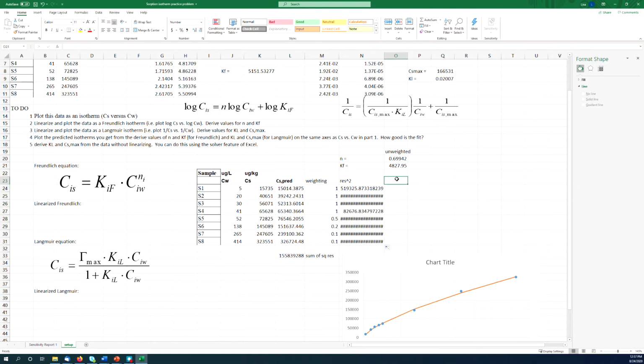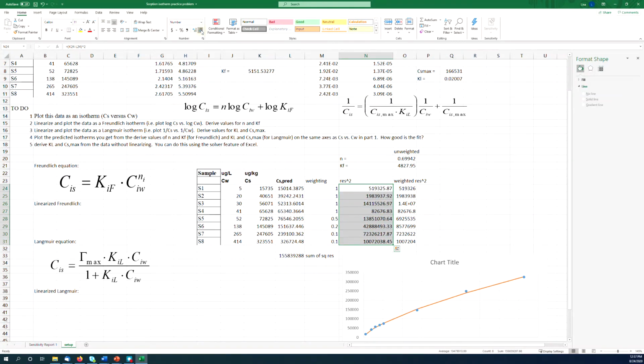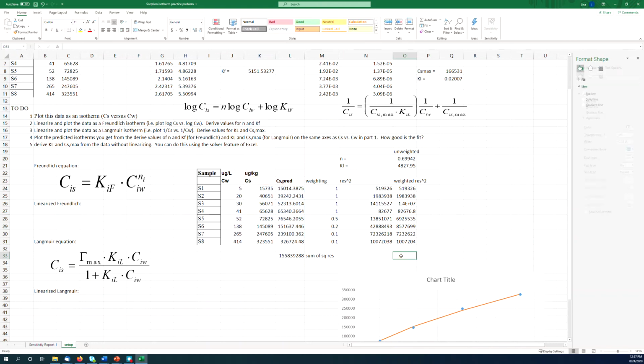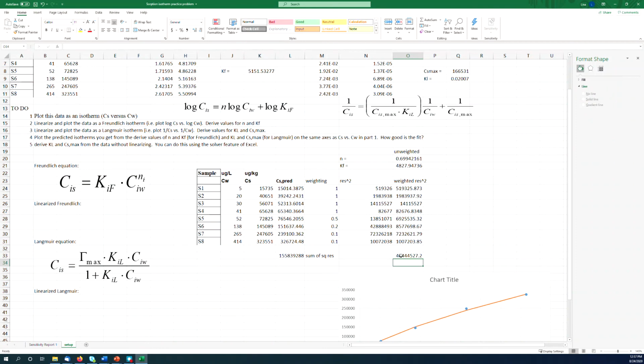And then maybe we could weight our residuals. Call this the weighted residual squared, by taking this residual and multiplying it by the weighting factor. Enter. Bada bing, bada boom. We have too many decimal places here, which is why it looks strange. Just get rid of a bunch of those. Okay, there we go. So here's our weighted residuals, and now we could sum those up. Sum of our weighted residuals. And now this is the number we're going to minimize.